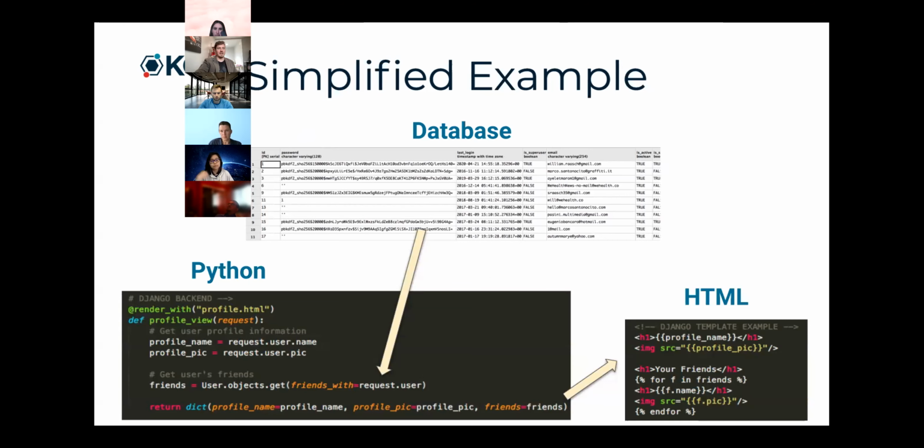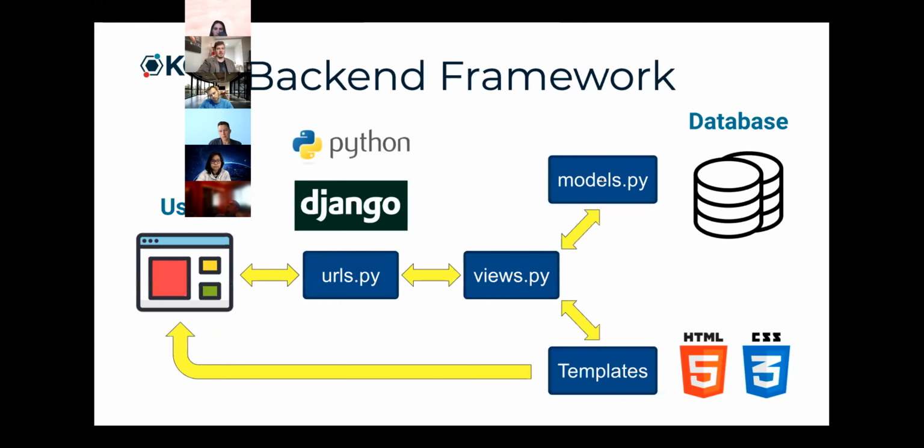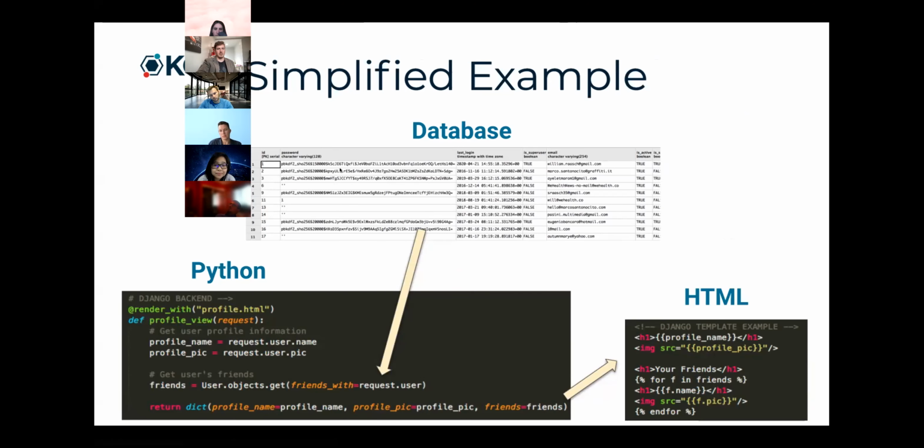So this is a simplified example where I've got a database, and our databases really just look like Excel sheets. So this is an example of a model here, and this is a user model. So you can see that the first column is the user ID, second column is passwords, and you can see that they're encrypted. You got another column of last login. Are they a super user? What's their email? Are they active users? So on and so forth. This could be hundreds of columns if you want it to be.